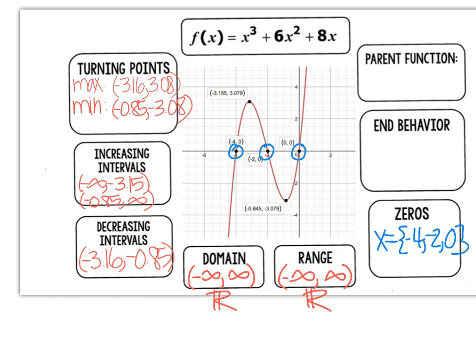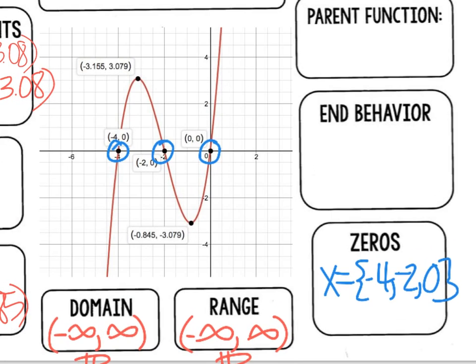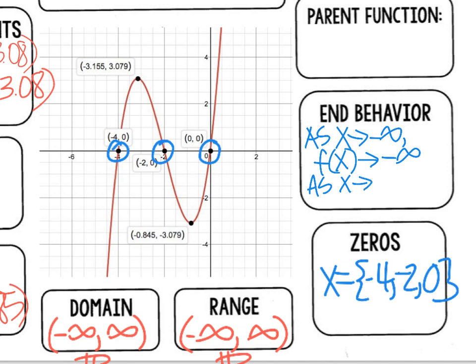Now our end behavior. So let me get my pen back. As x is approaching negative infinity, so as our graph is going to the left, f of x is going down. So our y-axis is going down, so it's approaching negative infinity. As x is approaching positive infinity, so as the graph is going to the right, f of x is approaching positive infinity because it's going up. So this is a good review of end behavior.